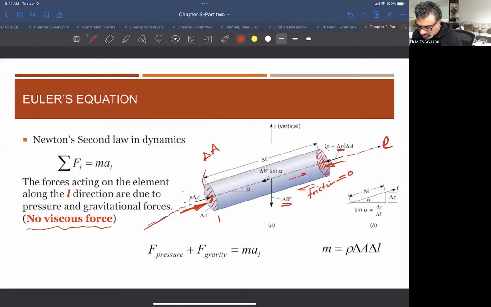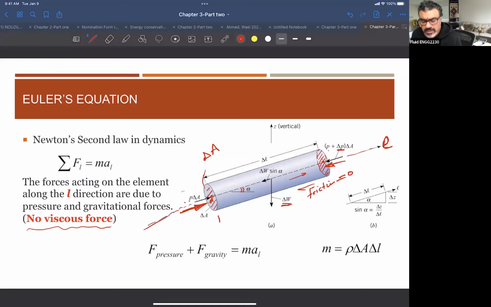And the weight here in general, if the element is at whatever alpha angle, in a general direction, the weight here will be delta W, right? And basically delta W depends on the volume of this element and also the density of this element. You can find out the weight of this element, okay?